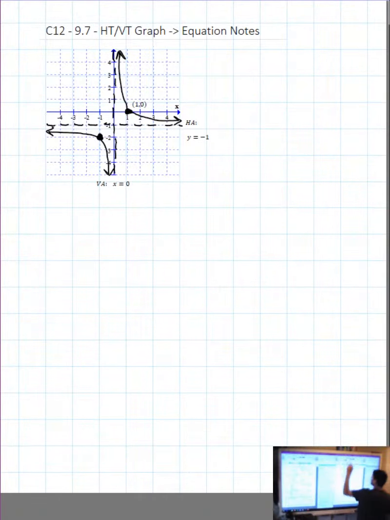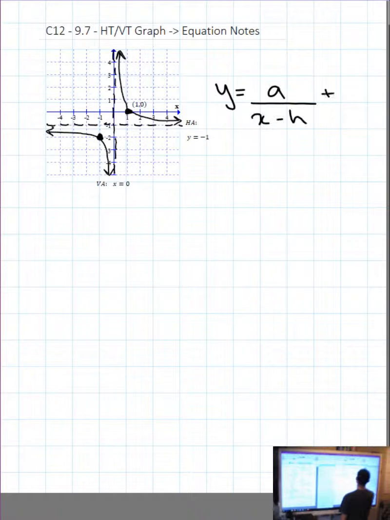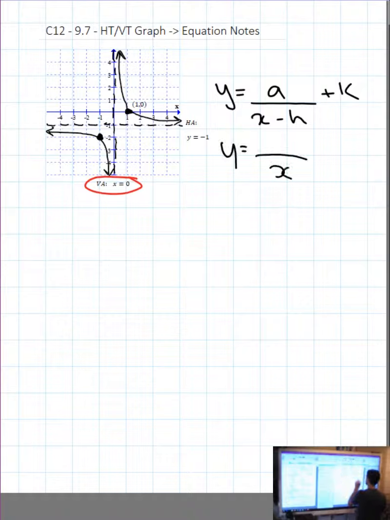Okay, let's come up with another equation. So if you remember the theory from the last time, y is equal to a over x minus h plus k. So we have our vertical asymptote of x equals 0, so we can simply put x on the bottom. We have a horizontal asymptote at -1, so we can put that off to the right, because we want to remember h contributes to the vertical asymptote and k contributes to the horizontal asymptote.